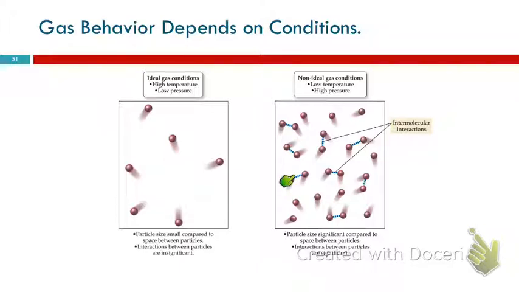So what happens when we have high pressure and low temperature is now because of the high pressure, there's not nearly as much space between the particles. Now the volume of the particle itself becomes significant, and there are interactions because the particles are moving very slowly.